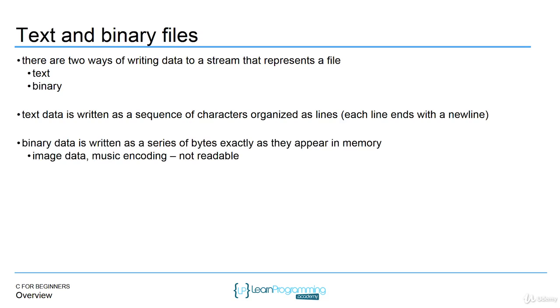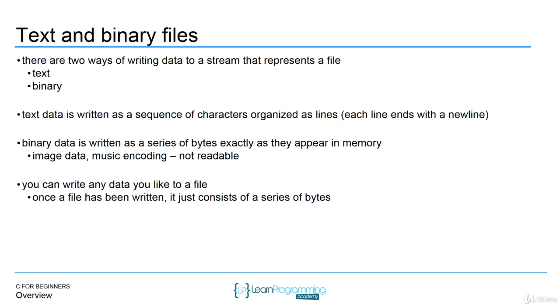Binary data is written as a series of bytes exactly as they appear in memory. So examples of files that have binary data are files like image data or music encoding. Binary files are not readable if you were to try to bring them up in a text editor because they are just bytes.